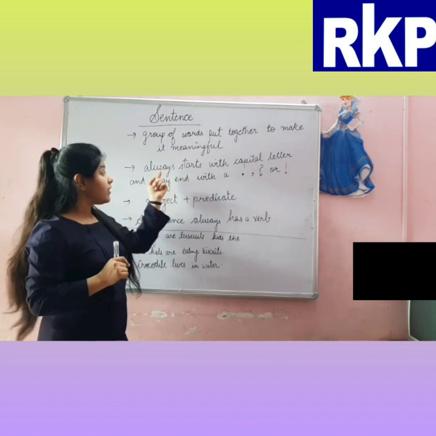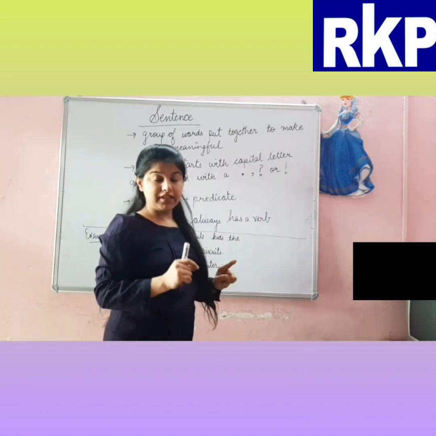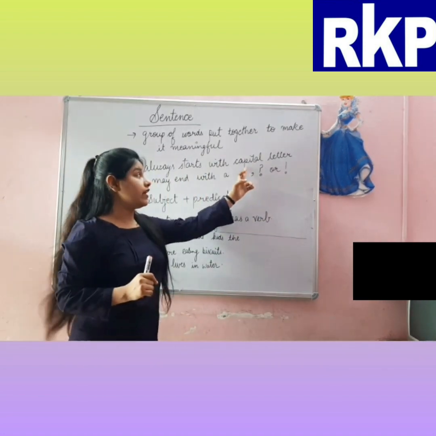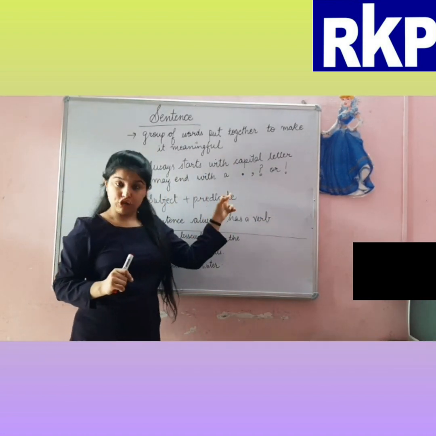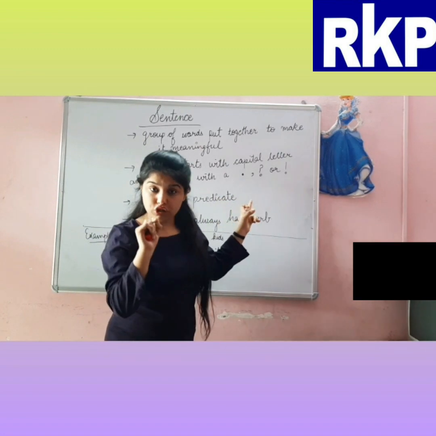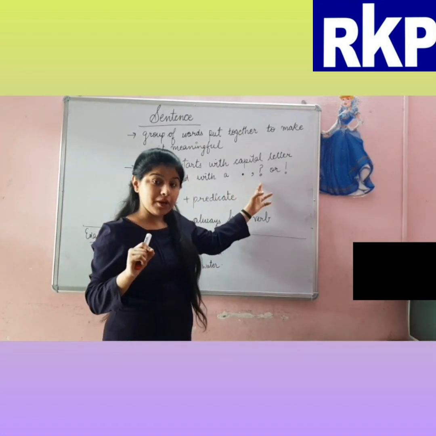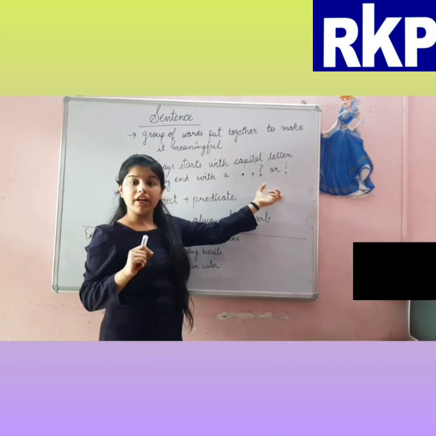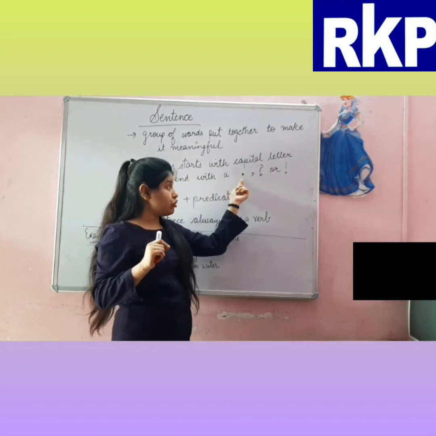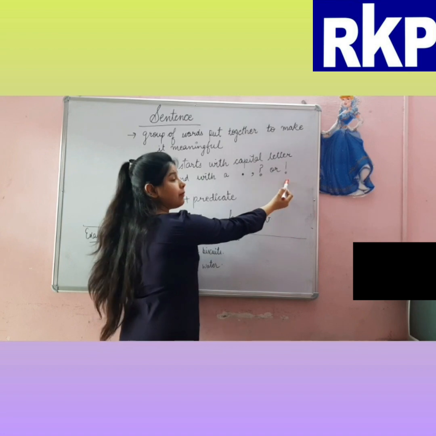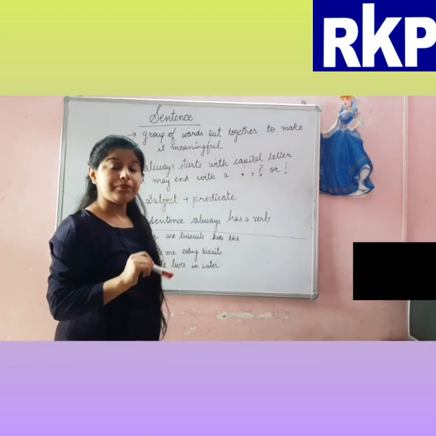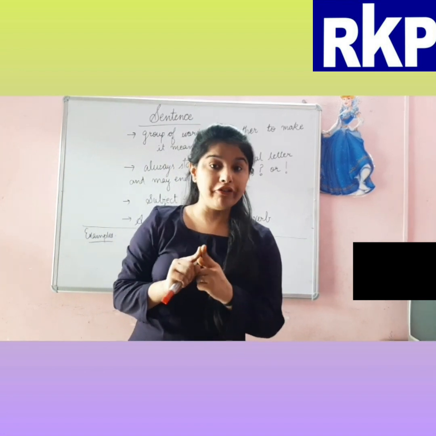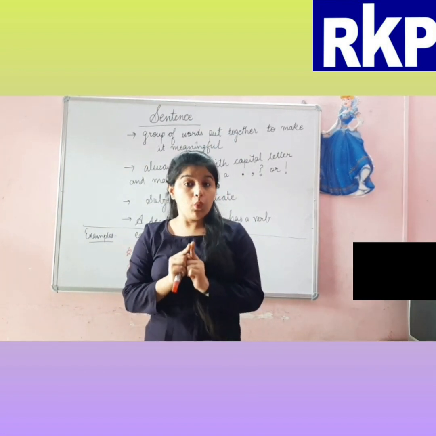One more thing, a sentence always starts with a capital letter and ends with a full stop. It may end with a full stop or a question mark or an exclamatory mark. I think you all are aware of these three marks: full stop, question mark and exclamatory mark. Okay, a sentence always has a verb. It always has a verb.